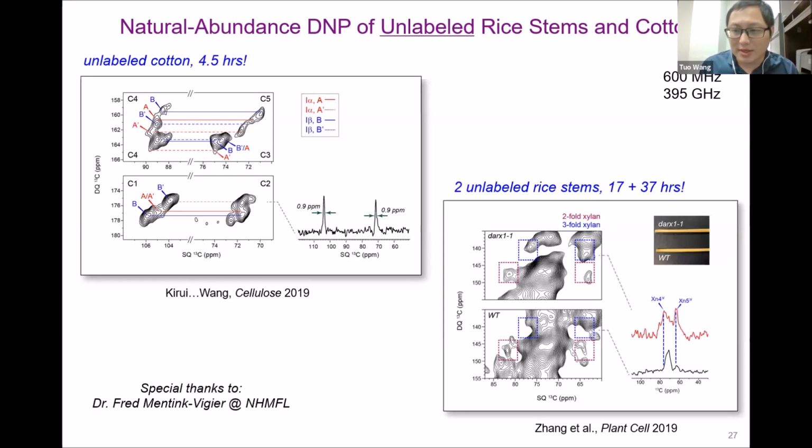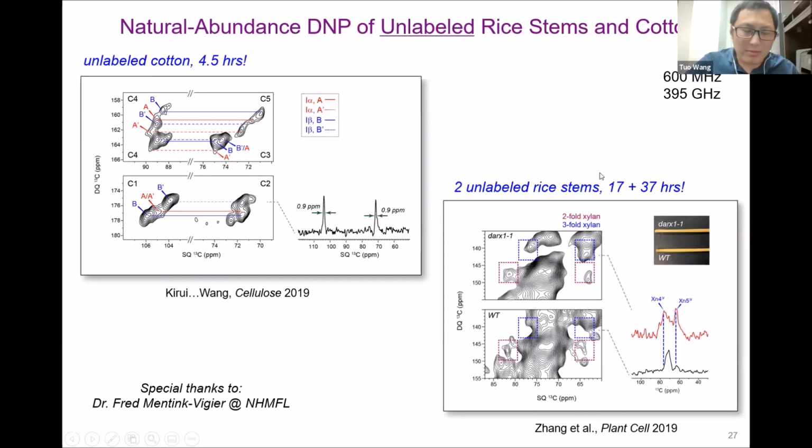While the previous studies focused on isotope labeled samples, we also tried natural abundance DNP on unlabeled systems, and we found the polysaccharides, the carbohydrates, are perfect systems for this technique. With a short measurement of 4.5 hours, we are able to measure a beautiful spectrum on the unlabeled cotton sample, and the resolution is 0.9 ppm, and the sensitivity is just decent. And we can resolve all the glucose units, A prime, B prime, in 1 alpha and 1 beta cellulose.